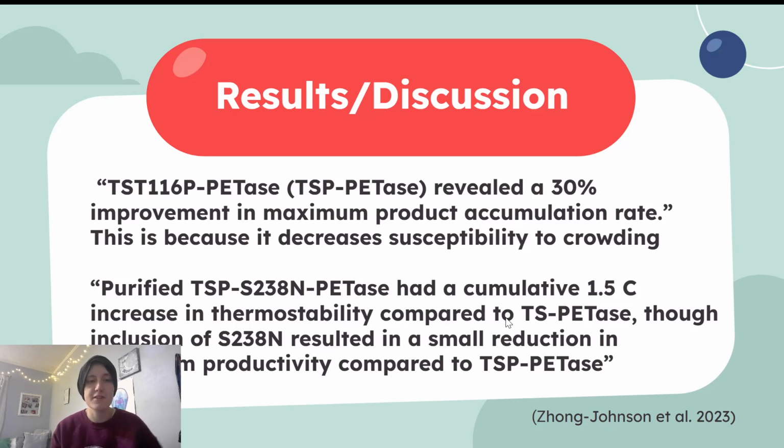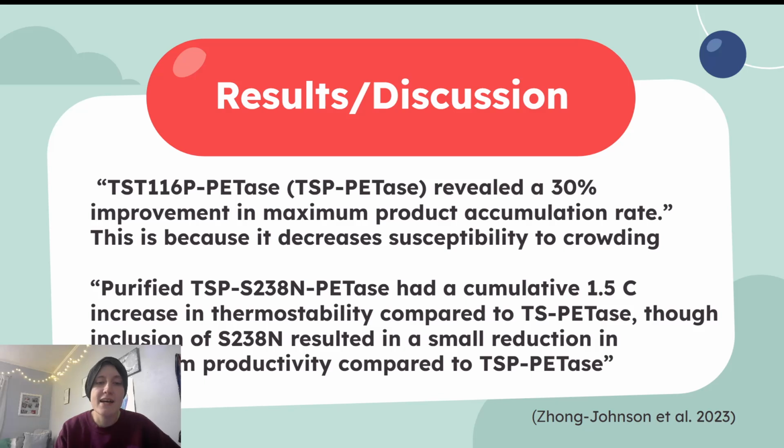So taking a look at that first mutation, or the 116P mutation, it revealed a 30% improvement in maximum product accumulation rate. So what that means is more product was accumulating, more reaction was happening, and this was because it decreased susceptibility to crowding. So in the case of this mutation, they said, well, this doesn't actually make the reaction itself more efficient. It doesn't actually really change what's going on kinetically, but it reduces the susceptibility to crowding, so it means that the enzyme can work in more environments. And because it can work in more environments, we see that more product is going to accumulate overall. And that 30% is kind of a rather large number in the context of this paper.